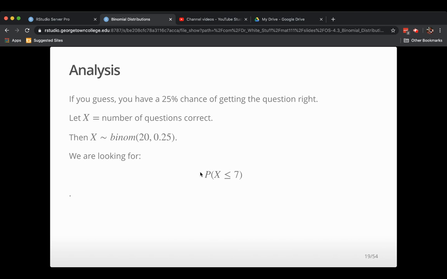Well, we've analyzed it out that the number of questions that you get correct is a binomial random variable. It's got 20 trials and chance of success 1/4 or 0.25. We're looking for the probability that you fail, which is getting 7 or less. So we're looking for the probability that x is less than or equal to 7.